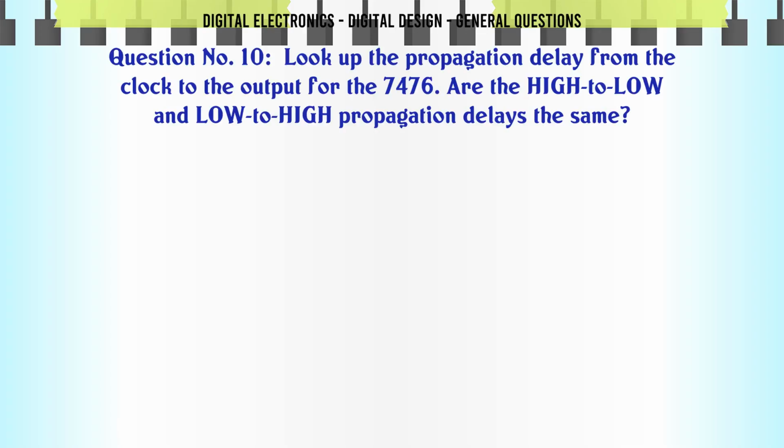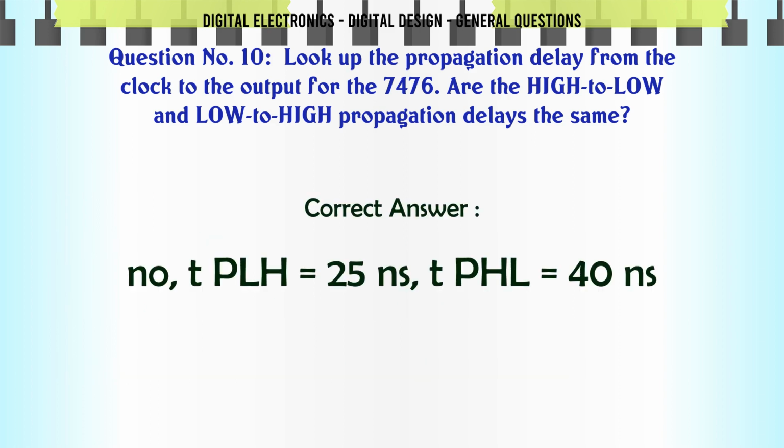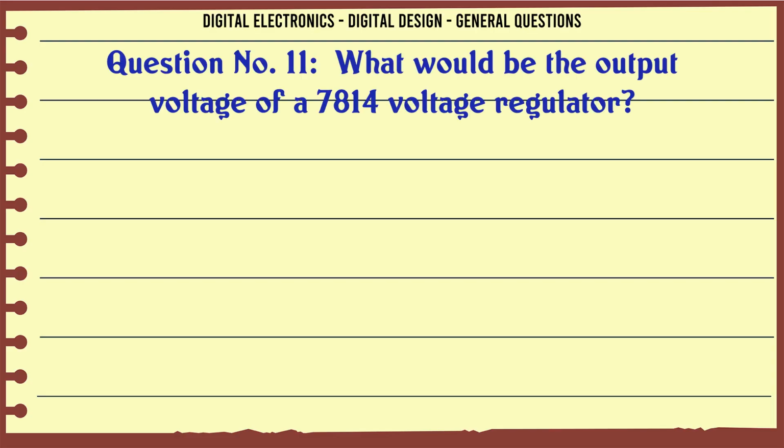Look up the propagation delay from the clock to the output for the 7476. Are the high to low and low to high propagation delays the same? A. Yes. B. No. TPLH 25 ns, TPHL 40 ns. C. No. TPLH 40 ns, TPHL 25 ns. D. No. TPHL 25 ns, TPLH 40 ns. The correct answer is no. TPLH 25 ns, TPHL 40 ns.